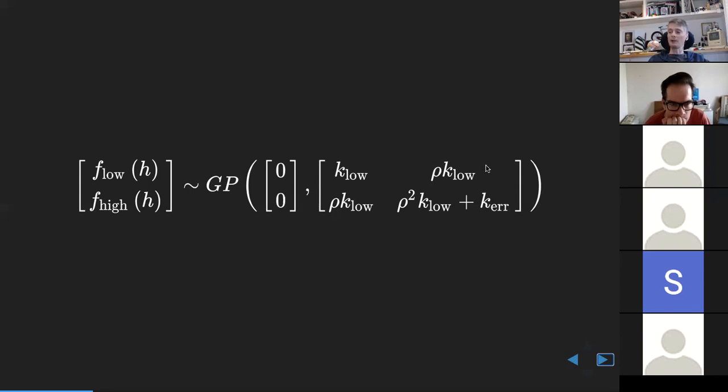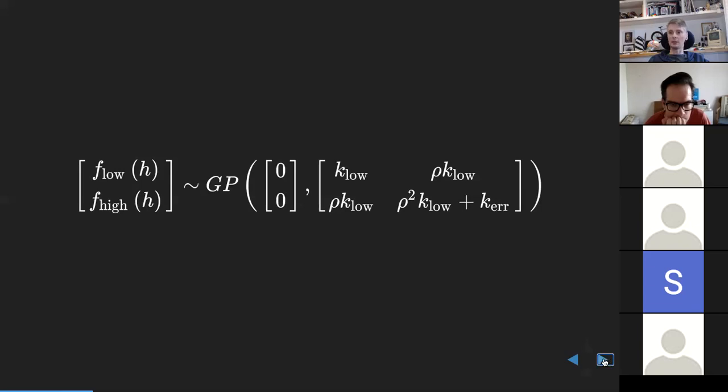But the key important bit is the cross covariance. So now there are these two terms here, which give us the correlation between these two functions. And because of the way we've defined it, that cross covariance is given by rho K low. That just comes from the properties of multivariate Gaussians. Okay, so this is the new Gaussian process model.